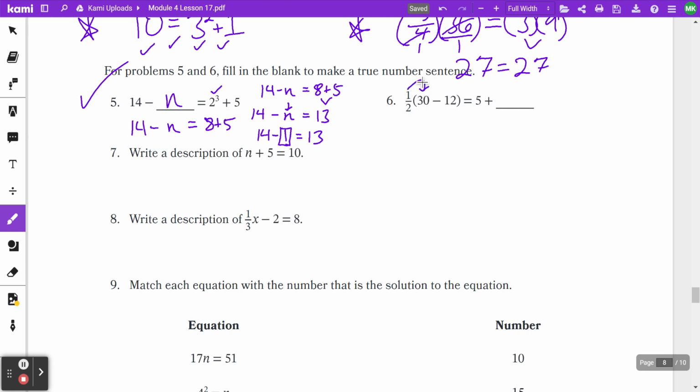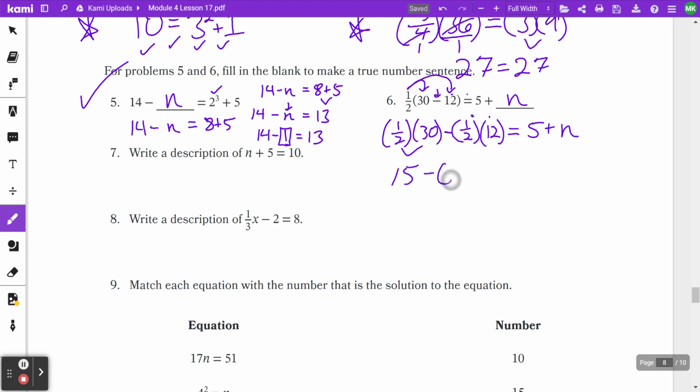Let me use the distributive property here. So 1/2 times the 30, right? Distribute that 1/2. Minus, there's a minus. We take that 1/2 here and distribute it using multiplication to that 12, right? There's that 12 equals 5 plus something, but I'm going to use a variable. I'm going to put a variable there. Okay, so now we keep going. Half of 30, well, that's 15, right? Minus half of 12, well, that's 6, equals 5 plus some number.